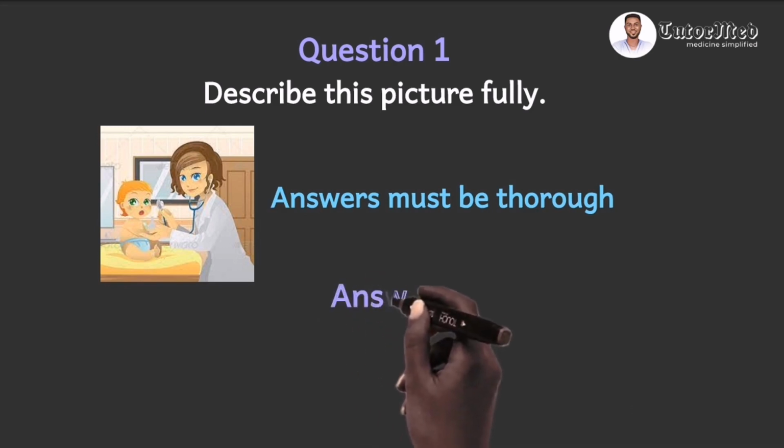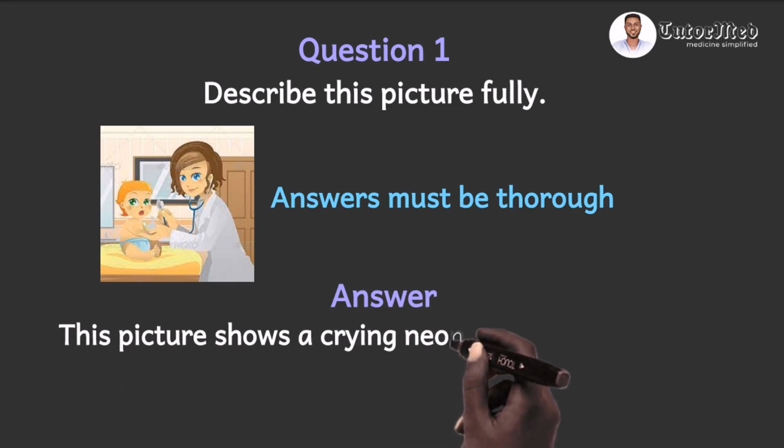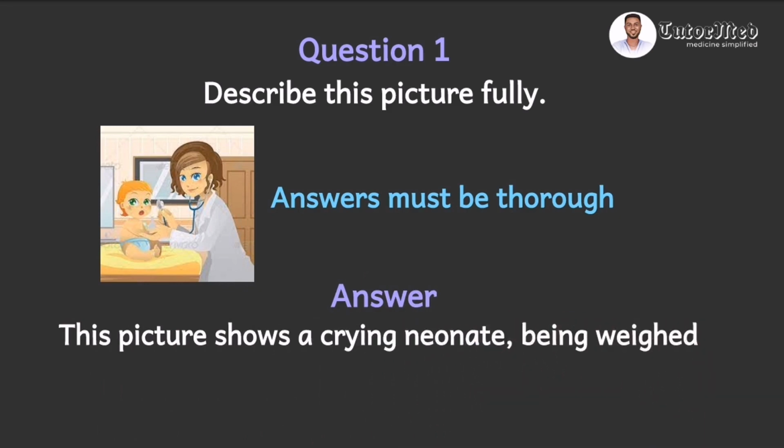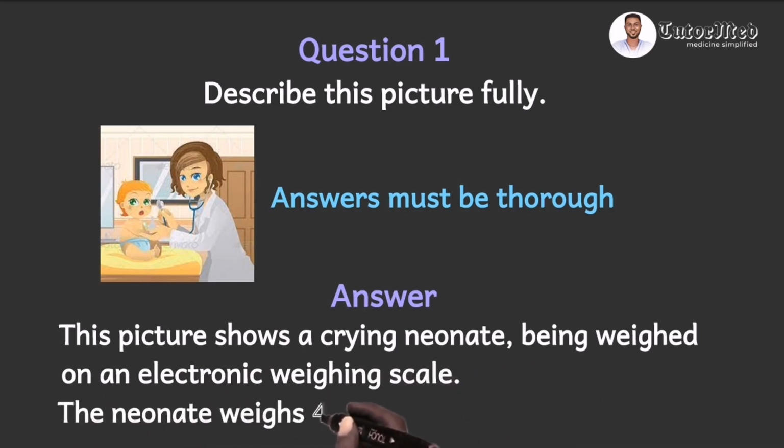And so for an answer, we will say, this picture shows a crying neonate being weighed on an electronic weighing scale. The neonate weighs 4.3 kilograms. Now, I'm not saying that this is a perfect answer, but this answer tells us everything in the picture. For example, the baby is a neonate, the baby is crying, and he's being weighed on an electronic scale, and then we mention the weight in the answer.